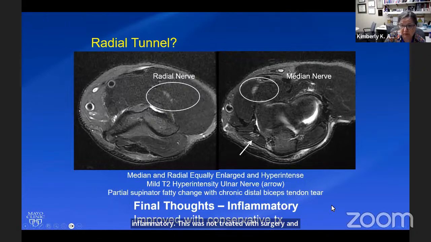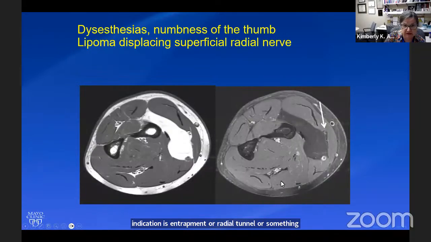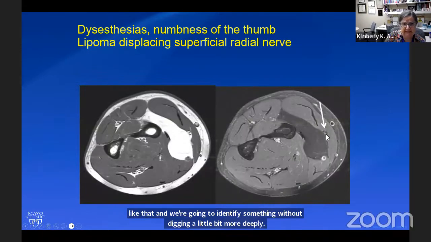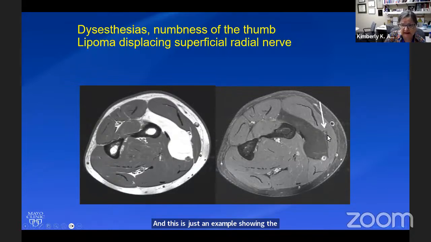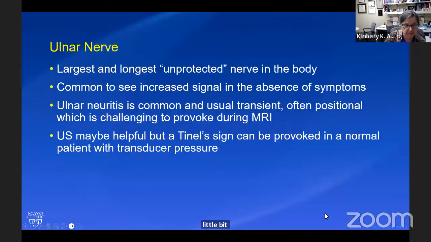And I think this is the biggest challenge that we have as radiologists, again, is this presumption that the indication is entrapment or radial tunnel or something like that, and we're going to identify something without digging a little bit more deeply. And this is just an example showing the superficial radial can also be affected by something like a lipoma. Even though there's fat around the nerve here, it's a little bit hyperintense, and this patient has dysesthesias of the thumb that resolve with surgery.